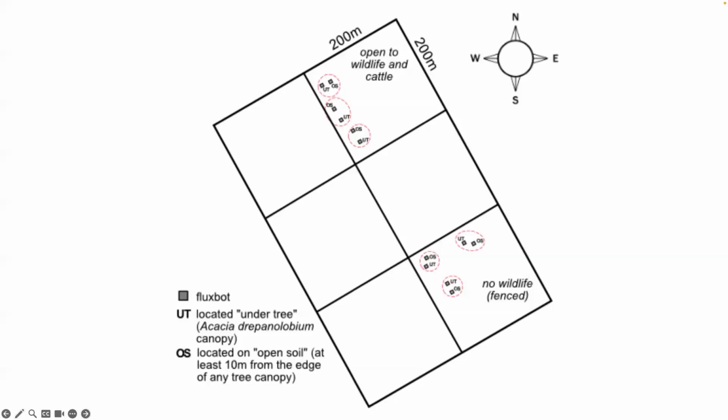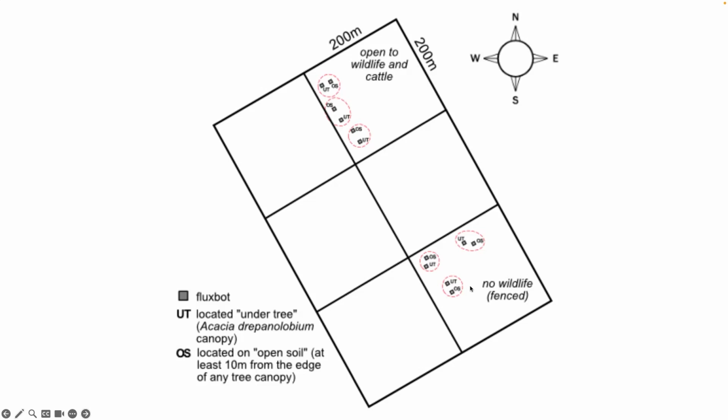So we deployed groups of 3 flux spots, so little triplicates of open soil, underneath tree canopy, and on termite mounds in the open plot here and in the total exposure plot here with no wildlife or domestic grazers. So this map here just shows approximate locations within one of the replicates here. So this is 400 meters by 600 meters, so very large.